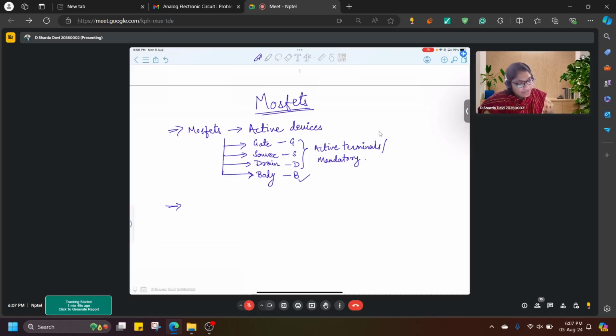When it comes to the body, there can be two conditions. One is source and body shorted. When the source terminal and body terminal are shorted, there won't be any issues in the MOSFET. It will work fine with a certain VTH. Now, let's say while designing, you don't short source and body, so they are separated.